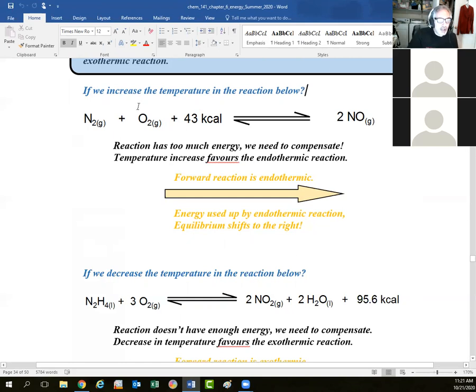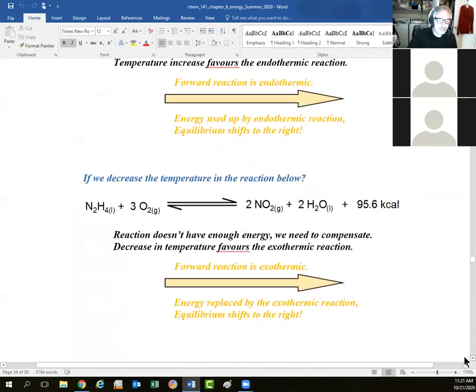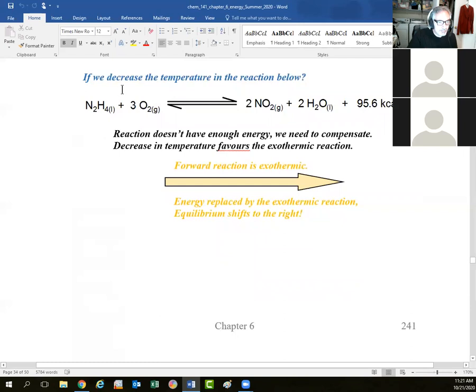So the temperature rise favors the endothermic, and we can see that the forward reaction is consuming energy. The forward reaction is endothermic. Next one, we're now going to decrease temperature. We have to figure out how the system compensates for that decrease in temperature. Remember, a decrease in temperature is energy lost. And so if we've lost energy, we need a way of replacing it. And we can replace it by favoring the reaction that produces energy.